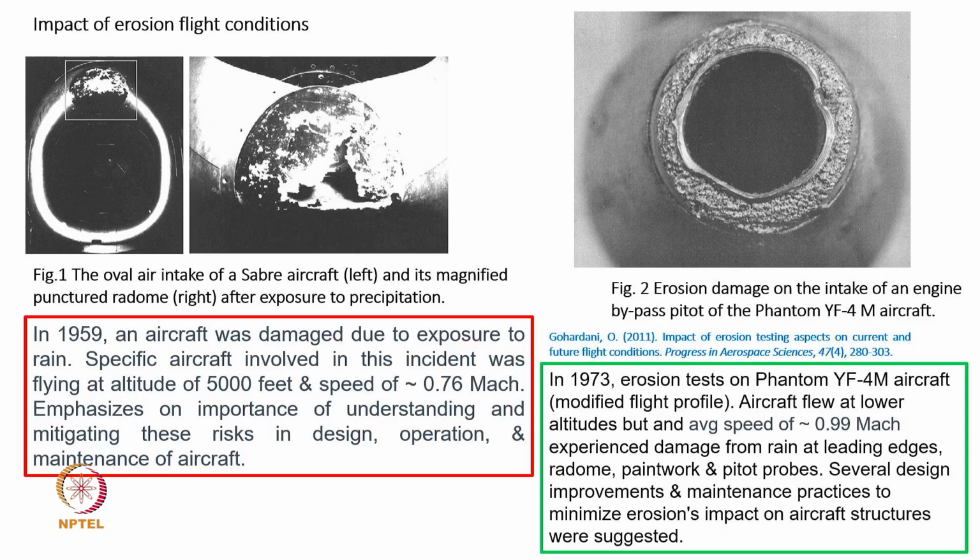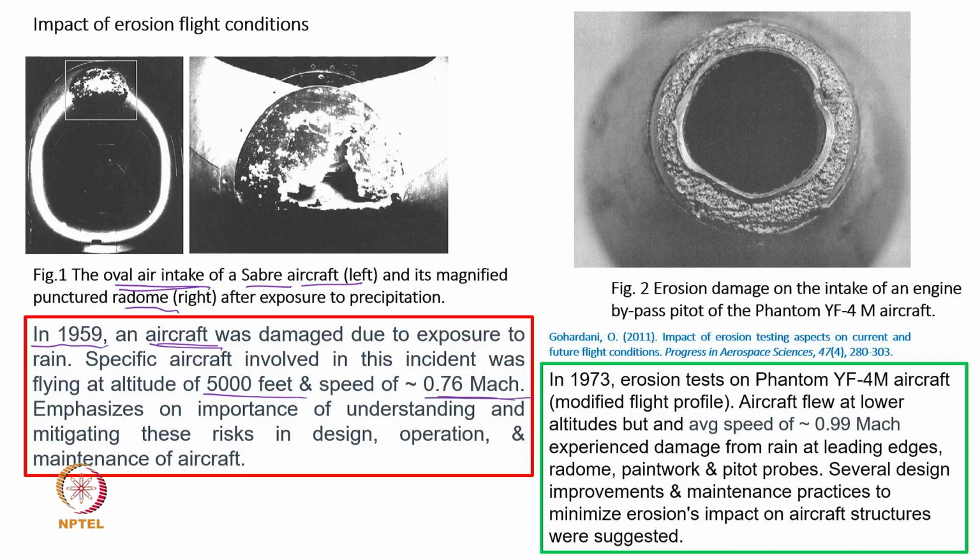Now, I am just trying to show two figures, because people have learned from the failures of this. One is a Sabre aircraft, and particularly the oval air intake has been shown. They found the radome was damaged, particularly after the rain. The radome is the front portion of the aircraft, and this incident happened in 1959. The aircraft was damaged not at a very high altitude, only 5,000 feet, but the speed was reasonably high, somewhere around Mach number 0.76.